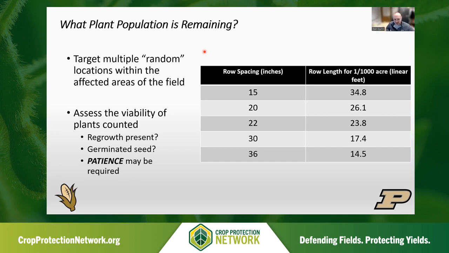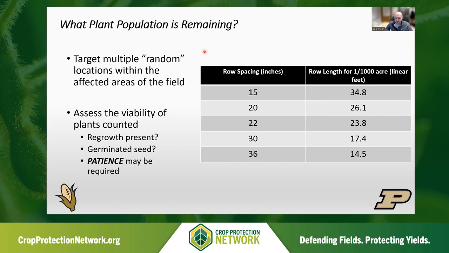You may take a stand count and you may have, say, 30 plants in 17.4 feet or 20 plants, but are all of those plants viable? Just because there's a plant there, are there any indications of regrowth? Is there new green leaves on the plants that may have been damaged? Is the seed germinated? So maybe you need to actually get down and dig out some of the seed. Just because there's a missing plant there doesn't mean we don't have a germinated seed below that soil surface.